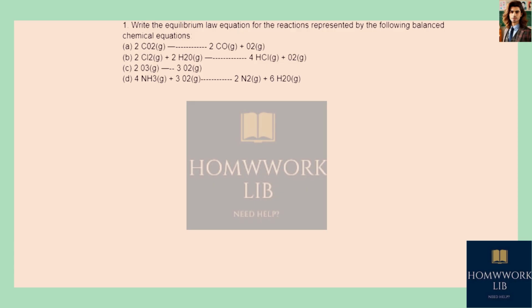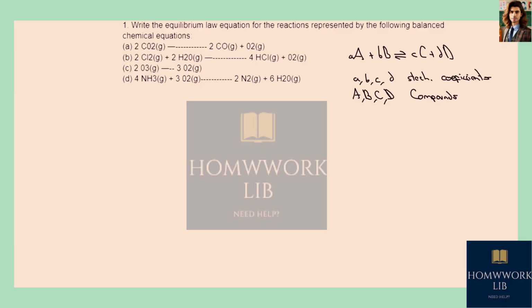Hi, so over here we want to write the equilibrium law equation for the reaction represented by the following chemical reactions. So first of all, let's remember that for a general reaction, a A plus b B producing and being in equilibrium with c C plus d D, where a, b, c, and d are going to be stoichiometric coefficients, and the letters with uppercase are going to be different compounds.